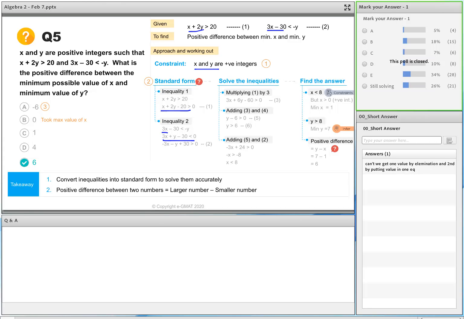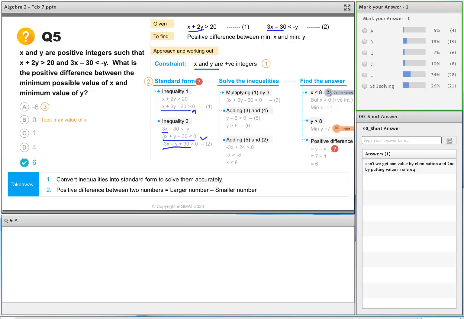All right, so I have the two inequalities with me, right? So now what do I have? I have that x plus 2y minus 20 is greater than 0, that I can see in inequality 1. The second inequality that I can write is to multiply it by minus 1. I'm just trying to make both the signs of the inequalities the same so that I can add both the inequalities. When I multiply this with minus 1, I get minus 3x minus y plus 30 greater than 0.